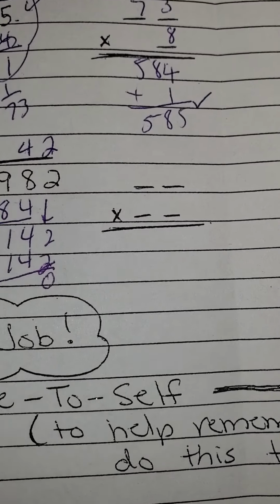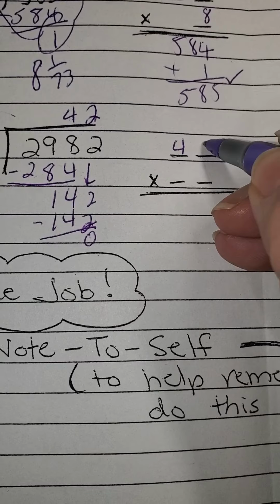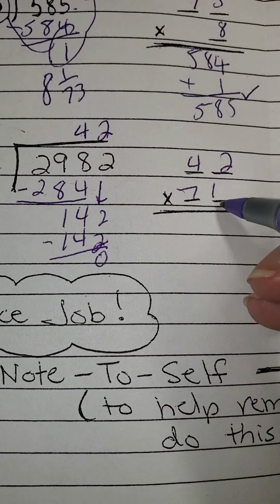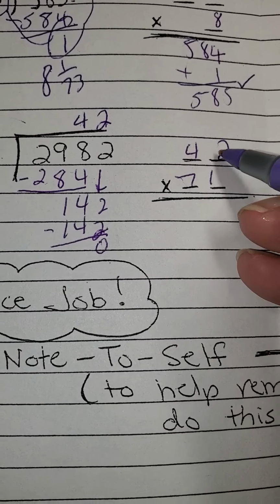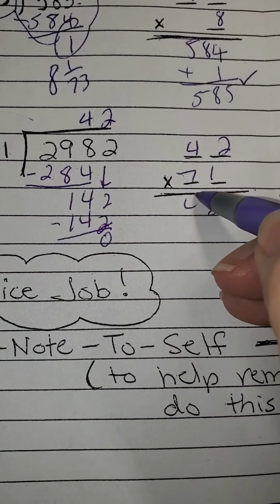Run it through a check. Make sure we've got it. 42 times 71. Again, the longer one. It doesn't have to be the bigger one. Either way would work on this one. 1 times 2 is 2. 1 times 4 is 4.